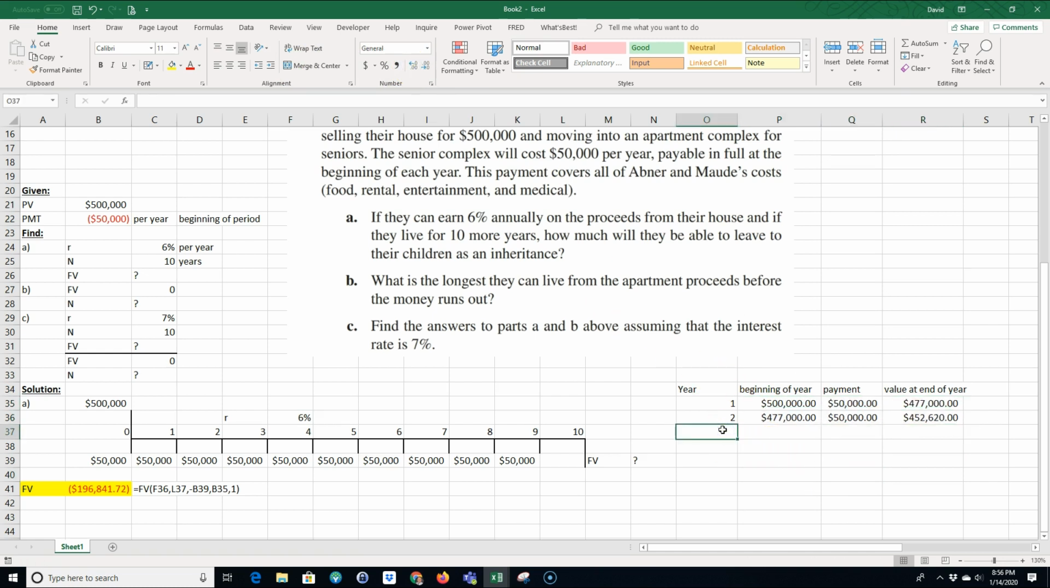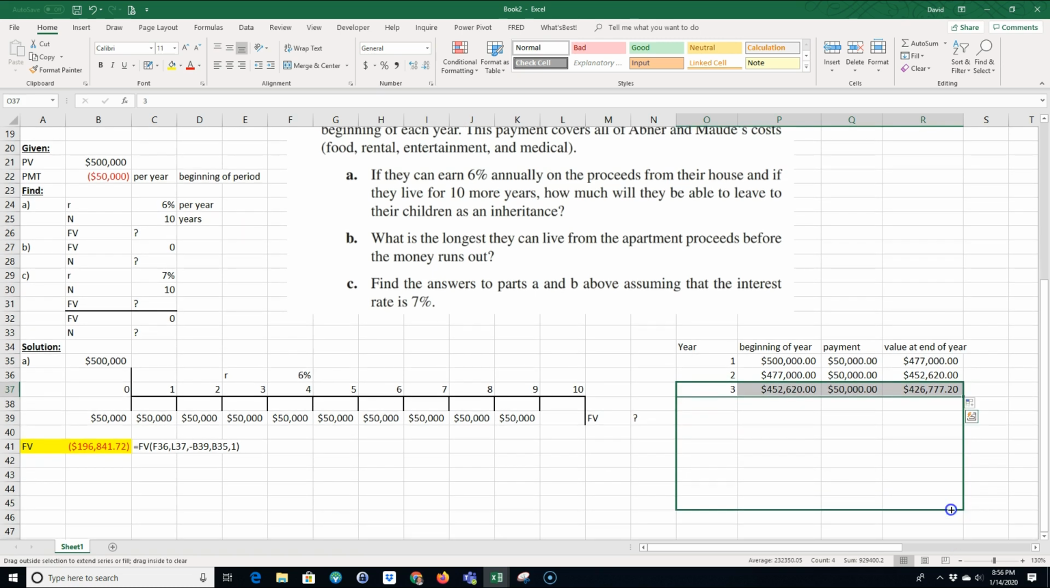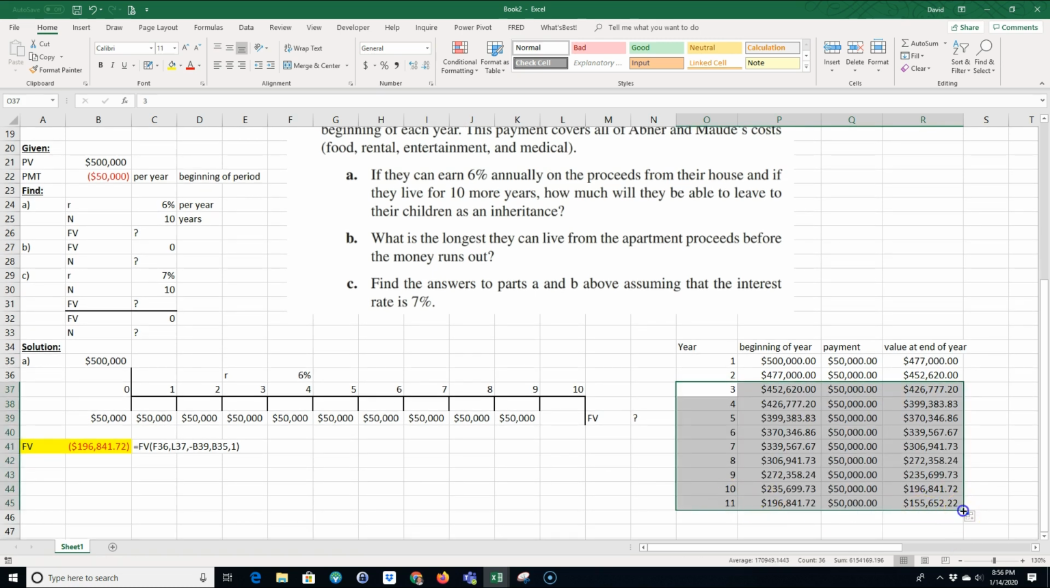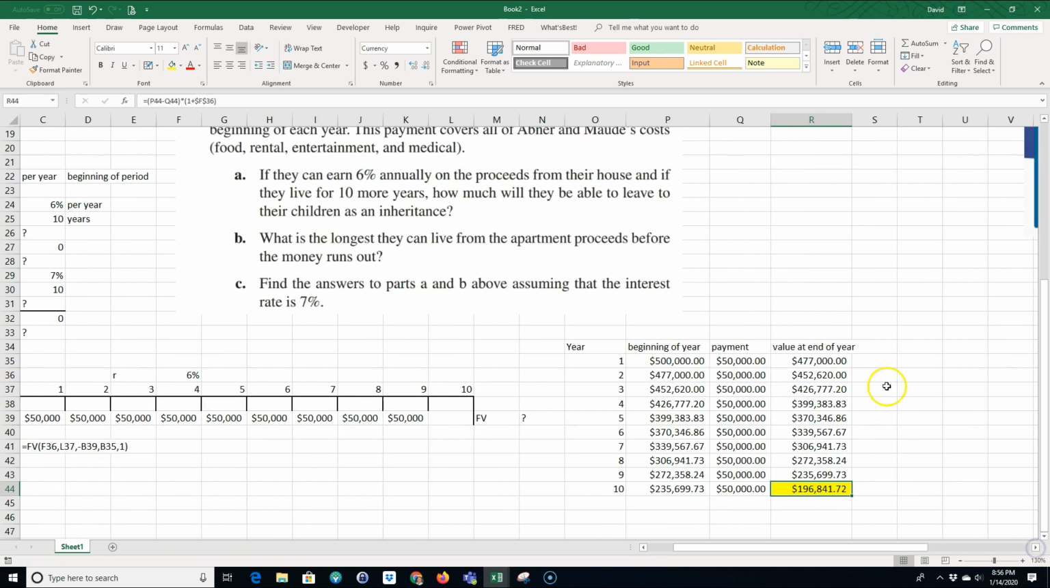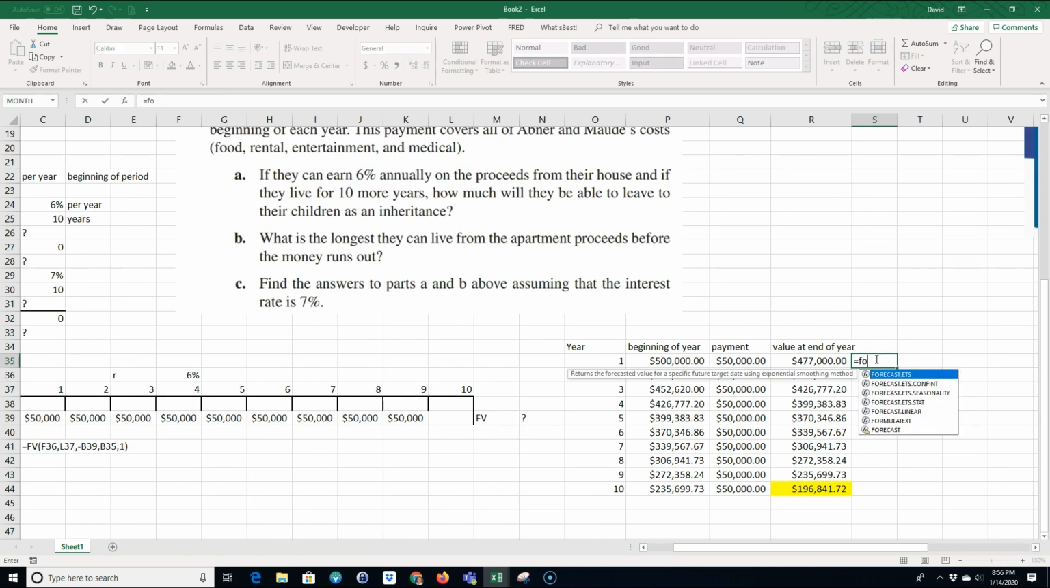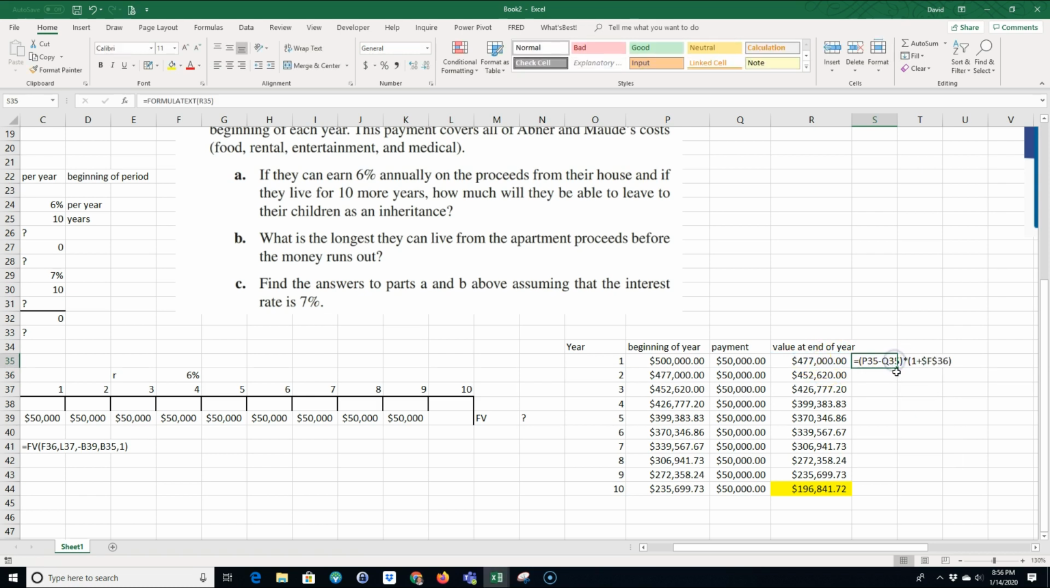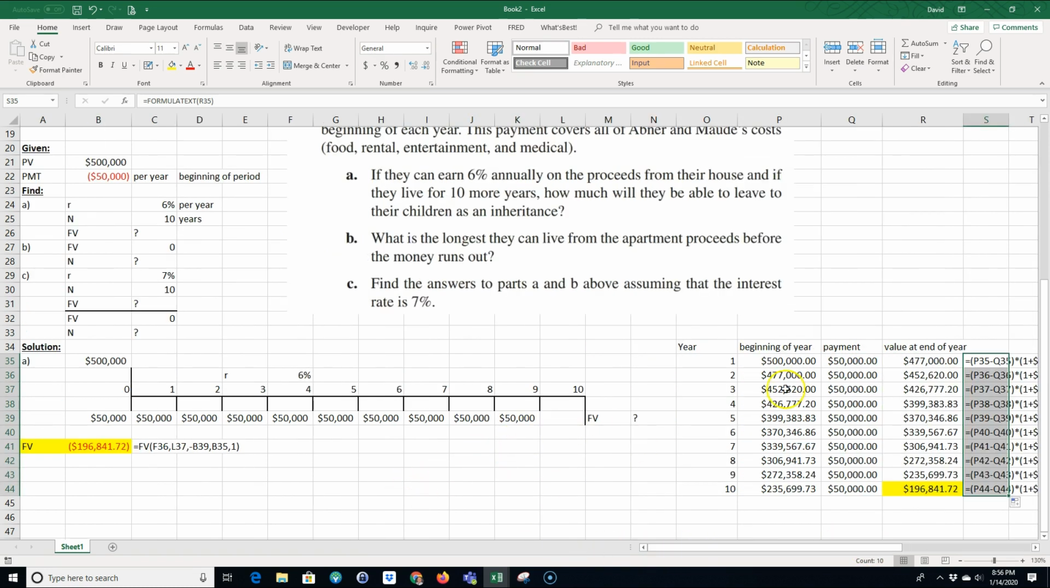All right, year 3. So I can just copy these down, right? The first two rows are different, so I can't do row 1 and start copying it down. But now I can copy this all the way down to year 10. Hope I don't need year 11. And this is my answer. And you can see it's the same as that, 196. So let me go ahead and put the formula in here. So that's just an alternate way to solve part A.